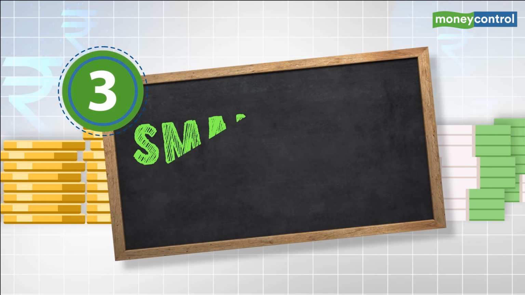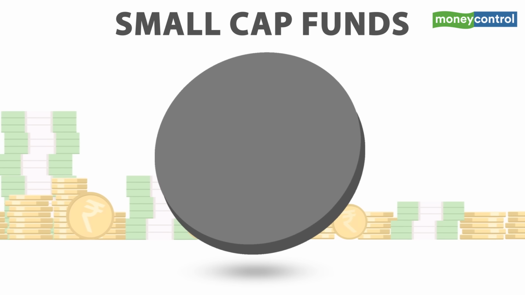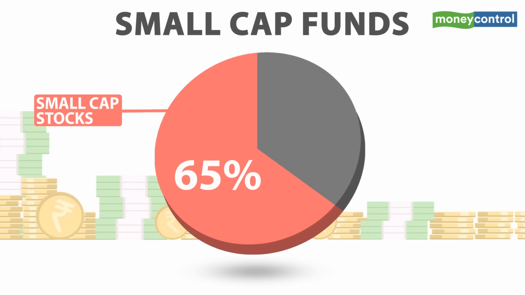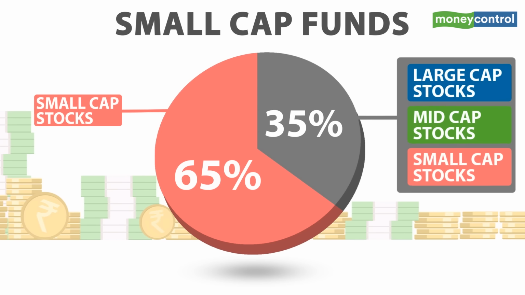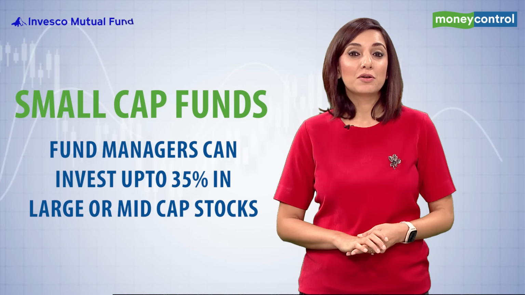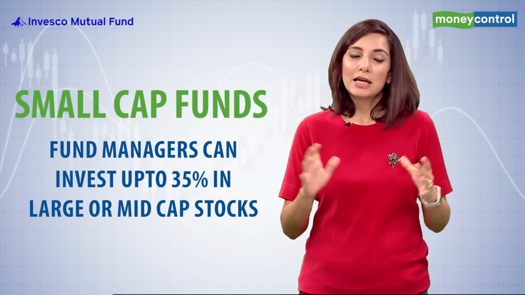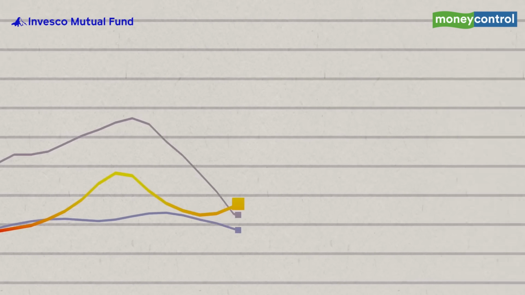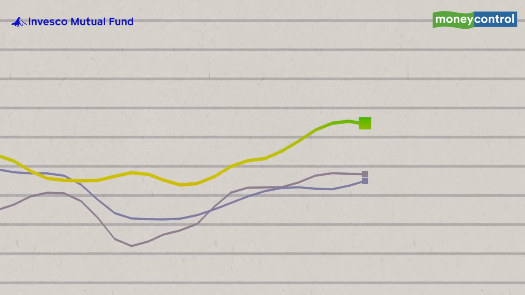The third type is the small-cap fund, which, as the name suggests, must invest a minimum of 65% in small-cap stocks, or those stocks which are ranked 251 and below. Since many small-cap stocks may not be as liquid as desired, fund managers have the ability to invest up to 35% in large or mid-cap stocks. This often helps in meeting redemption demands and also keeps the portfolio liquid enough.